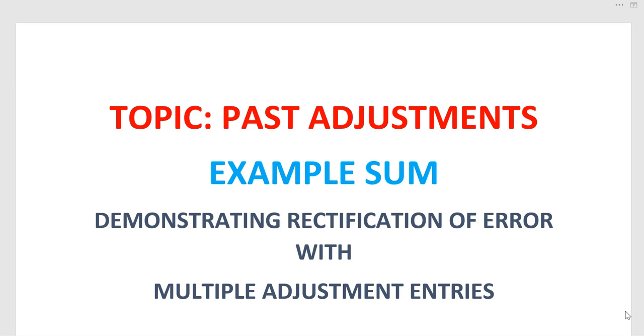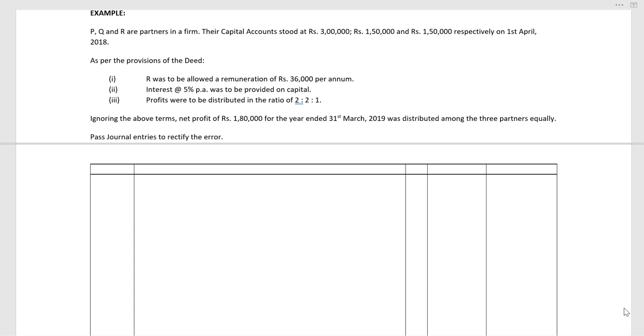Hi, we are continuing with the topic of past adjustments. In this video, we will see an example sum demonstrating rectification of error by passing multiple adjustment entries. Let's go to the example.